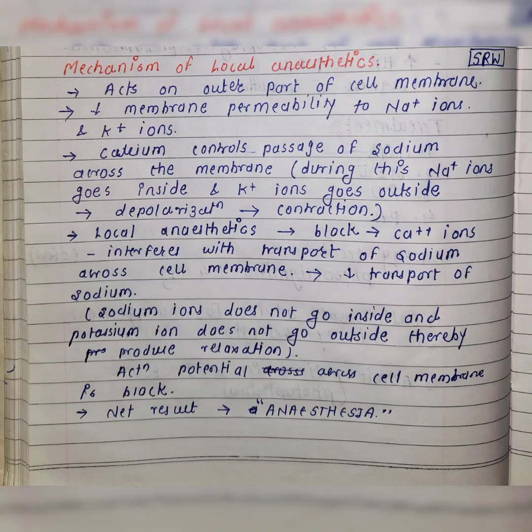After the application, local anesthetics block the calcium ions and interfere with the transport of sodium across the cell membrane, thereby decreasing the transport of sodium. Due to this, sodium ions do not go inside and potassium ions do not go outside, thereby producing the relaxation. Due to this, the action potential across the cell membrane is blocked and it results in anesthesia.